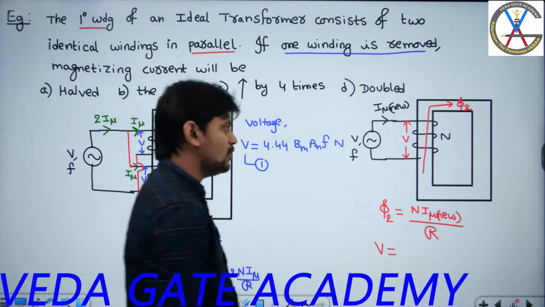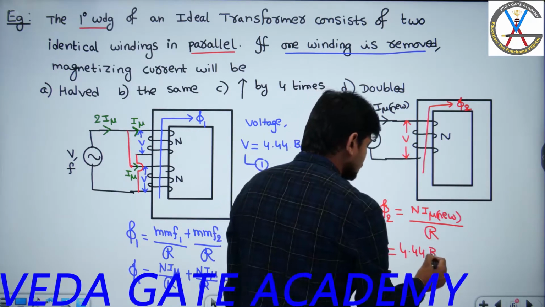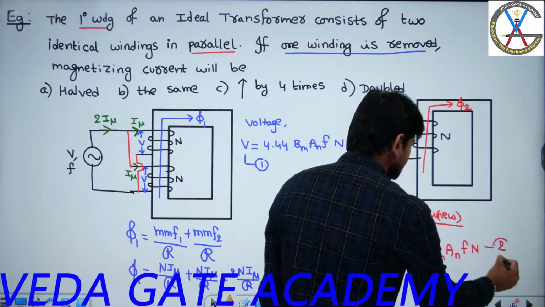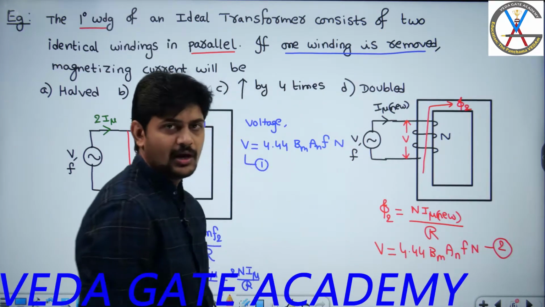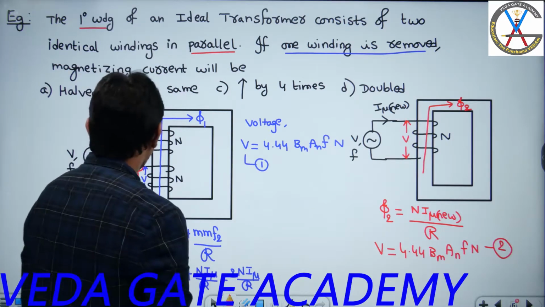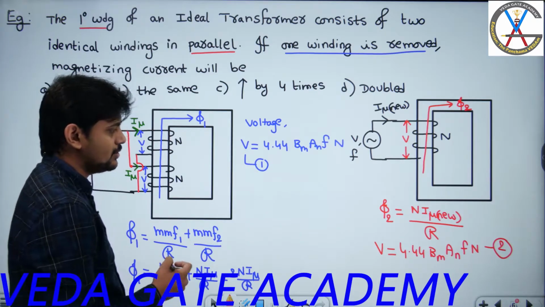Now can you calculate the voltage across this coil or winding? The voltage across this coil will be equal to 4.44 Bm into An into f into the number of turns. Let us assume this is equation 2. Bm into An into f into the number of turns. Are you following what I am saying? So now let us try to focus on how to calculate this phi 2 and phi 1.